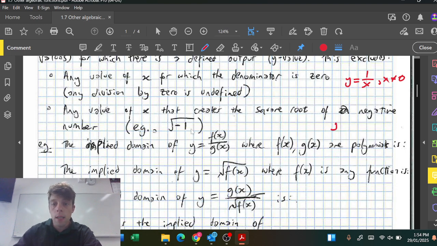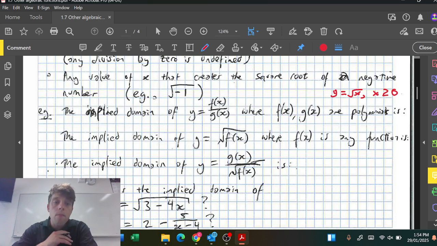Let's take, for example, the equation y is equal to the square root of x. This is only defined when x is greater than or equal to 0, because if x is less than 0, we have the square root of a negative number, and those aren't allowed in mathematics for the purpose of methods.